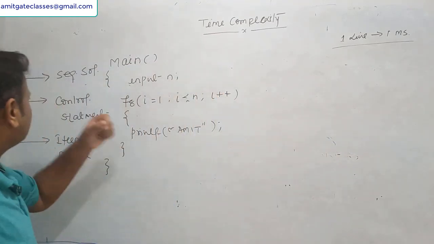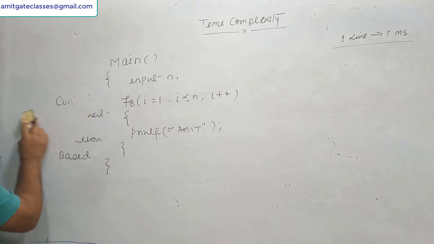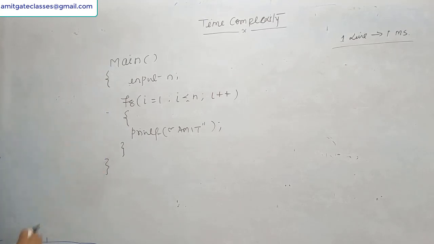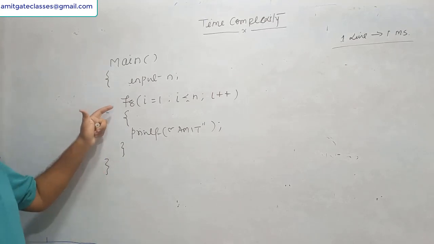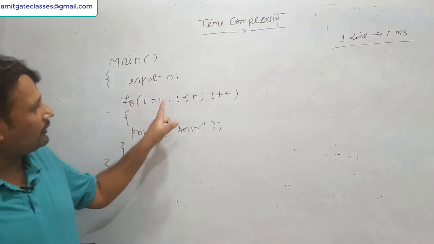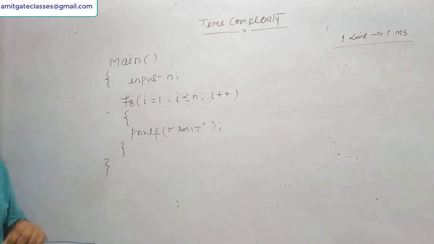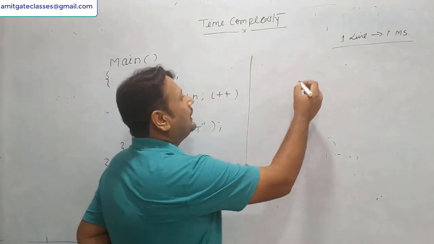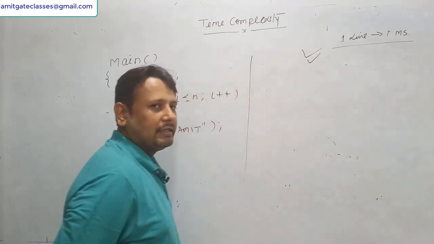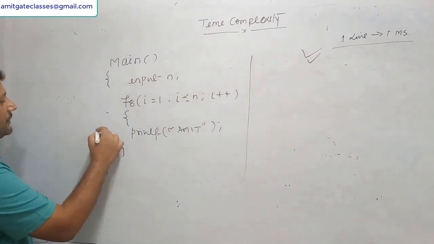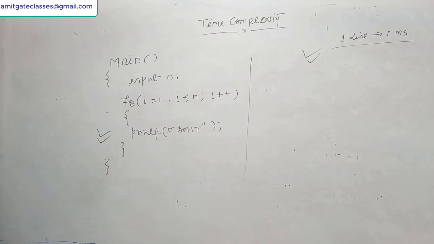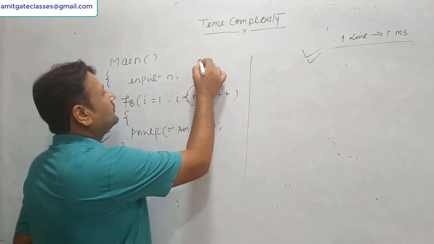Wonderful. Now second example. In this case, I have taken a loop that is going to run 1 to n, and the value of n is going to be taken by the user. That means, if one statement takes 1 millisecond, how many times is this printf going to be executed? That is purely dependent on this value.